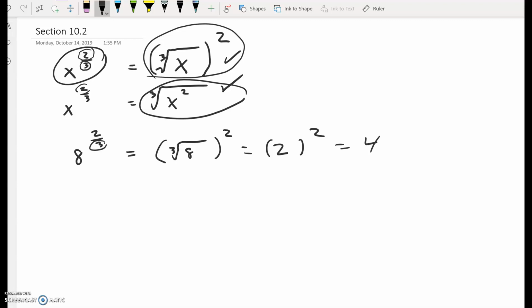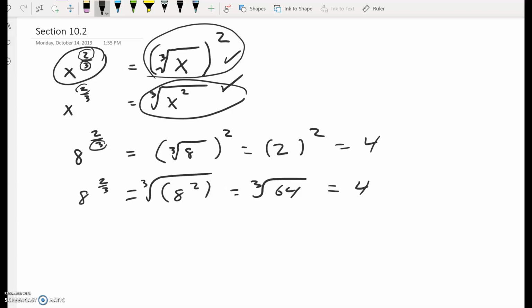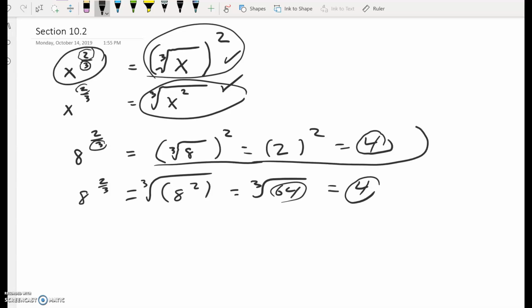That's pretty convenient. Notice what happens if you do the other direction. If you first of all square 8 and then take the cube root, your numbers in the problem get a little bigger. 8 squared is 64, and then you've got to figure out the cube root of 64, and that's not too bad. It's still 4. And you can see it doesn't matter which order you do this in. You could take the cube root first and then square, or square and then take the cube root. But these numbers are getting a little bigger, so in general I like this better when I'm dealing with numbers because it keeps the numbers smaller.